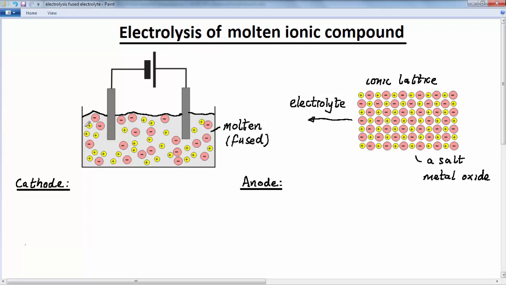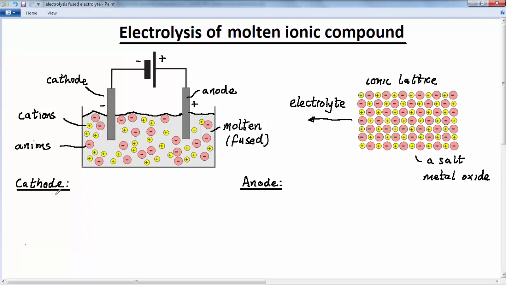So you've got positive ions called the cations, and we have the negative ions called the anions, and they are free to move and conduct electricity in this molten fused state. So we have the negative terminal and the positive terminal, and so this electrode is negative and this electrode is positive. Now the positive cations will be attracted towards this electrode, so this is the cathode, while the negative anions will be attracted to the positive electrode, so this will be the anode. So let's have a look and see what happens at each of these electrodes.